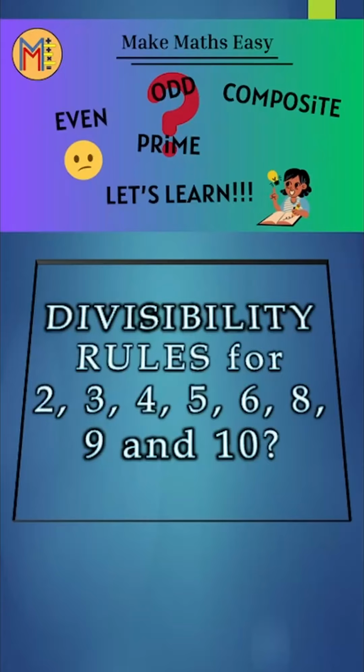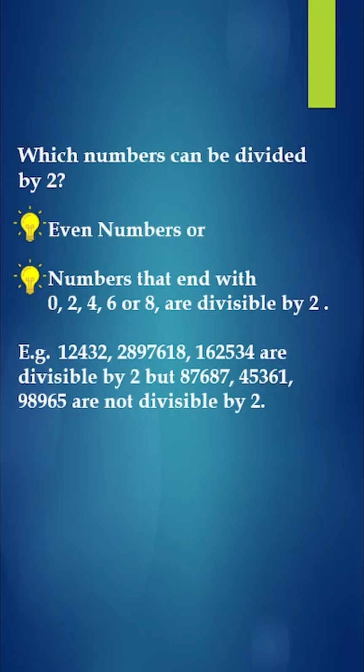Hello everyone. Today we'll learn the divisibility rules for numbers 2, 3, 4, 5, 6, 8, 9 and 10. These rules help us to find whether a given number is a factor or not without any division. So let's check. First of all, which numbers can be divided by 2?